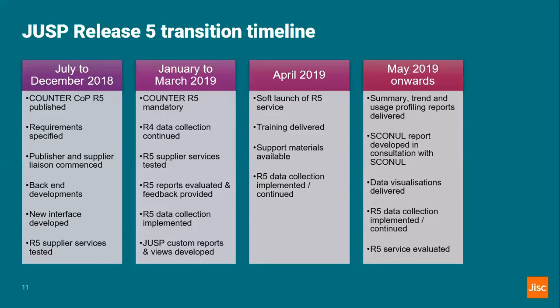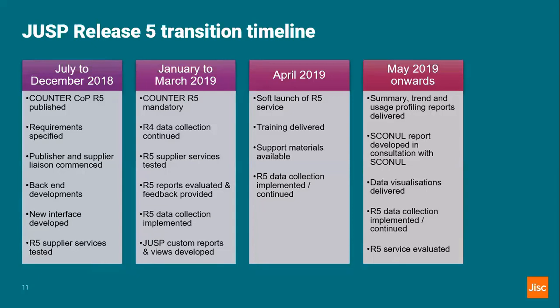And so up to the end of last year, obviously we were waiting for the Code of Practice to be published, but some of the things that we were doing were documenting requirements, and liaising with publishers to try and understand at what point they were going to be scheduling delivery of these Release 5 services, and how we might work with them. We were also developing and implementing the new service, and where available we were testing supply reports and services. Although it has to be said, there was a very limited number of services available for testing towards the end of last year.